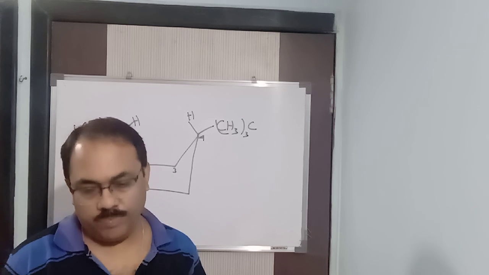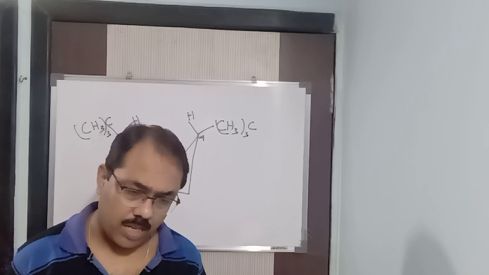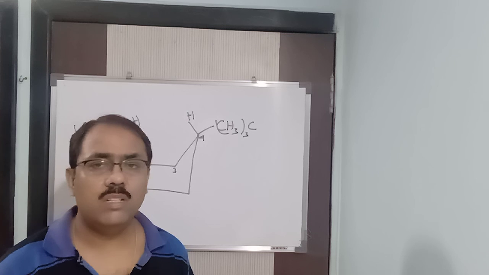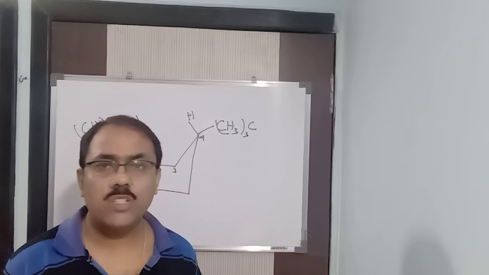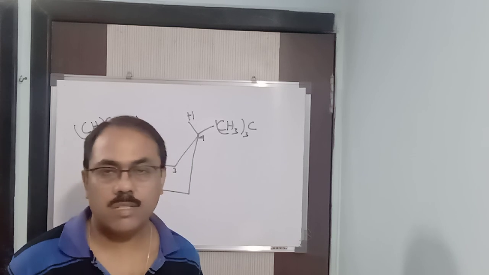So this is about conformation in alicyclic compounds. Cyclohexane is one of the examples I have given you, where you have seen the boat conformation and the chair conformation, and the boat conformation is less stable than the chair conformation. Everything we discussed about it.